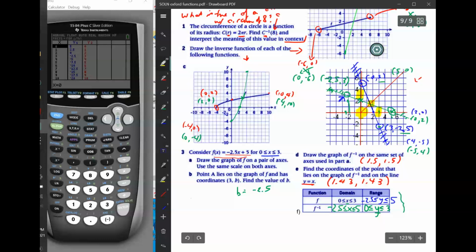And notice there's a nice symmetry here, where the negative 2.5 here is the same as that negative 2.5. The 5 here is the same as this 5. The 3 here is the same as this 3. The 0 here is the same as this 0. But the domain is always x values and the range is always y values. Okay? So that's it.